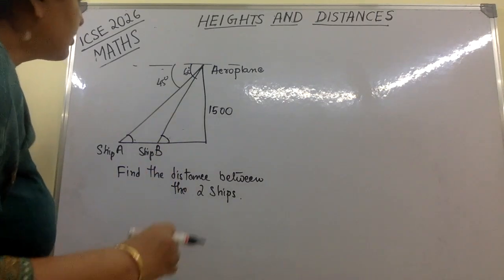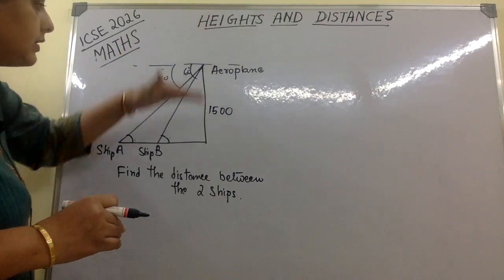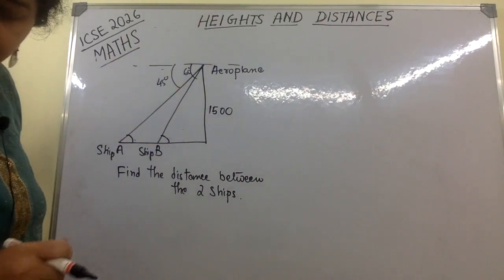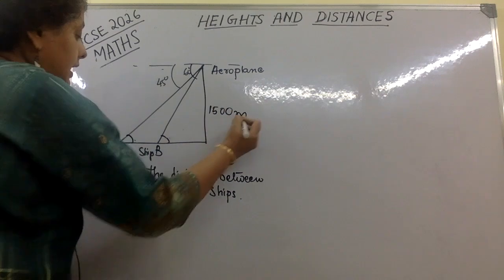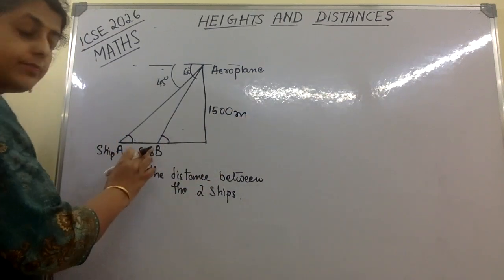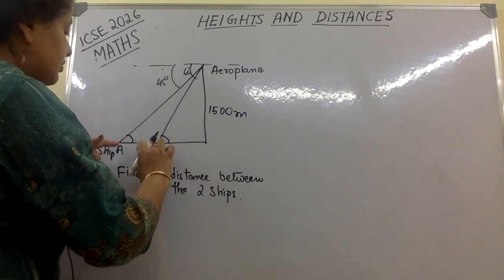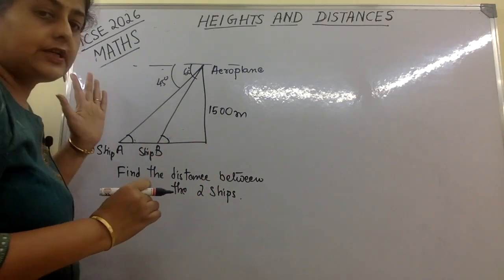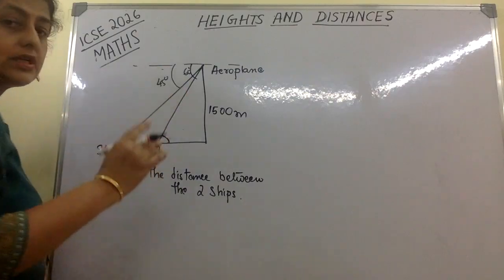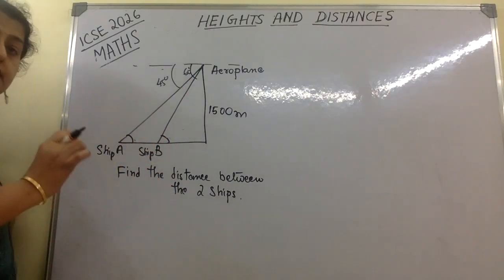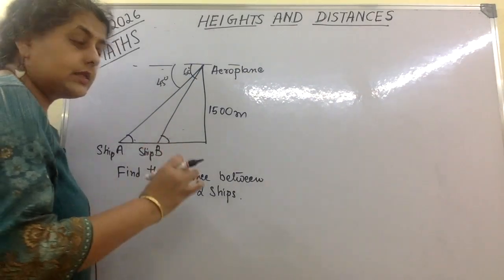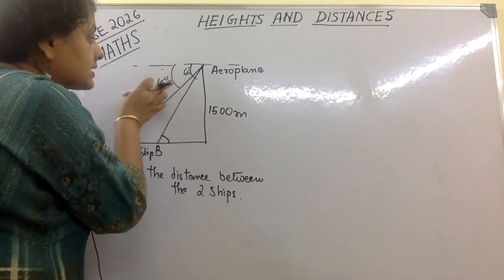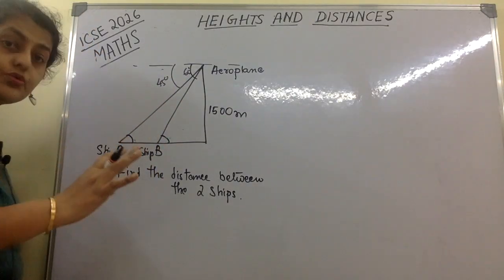Now here is our next question. There's an aeroplane here and it is at a height of 1500 meters. There are two ships here, ship A and ship B. Find the distance between the ships. We have to find this distance. Angle of depression of the first ship, ship A, is 45°, and of the next one is 60°. Be very careful when you put these angles, don't put this as 60 and the other one as 45, or your sum goes wrong.